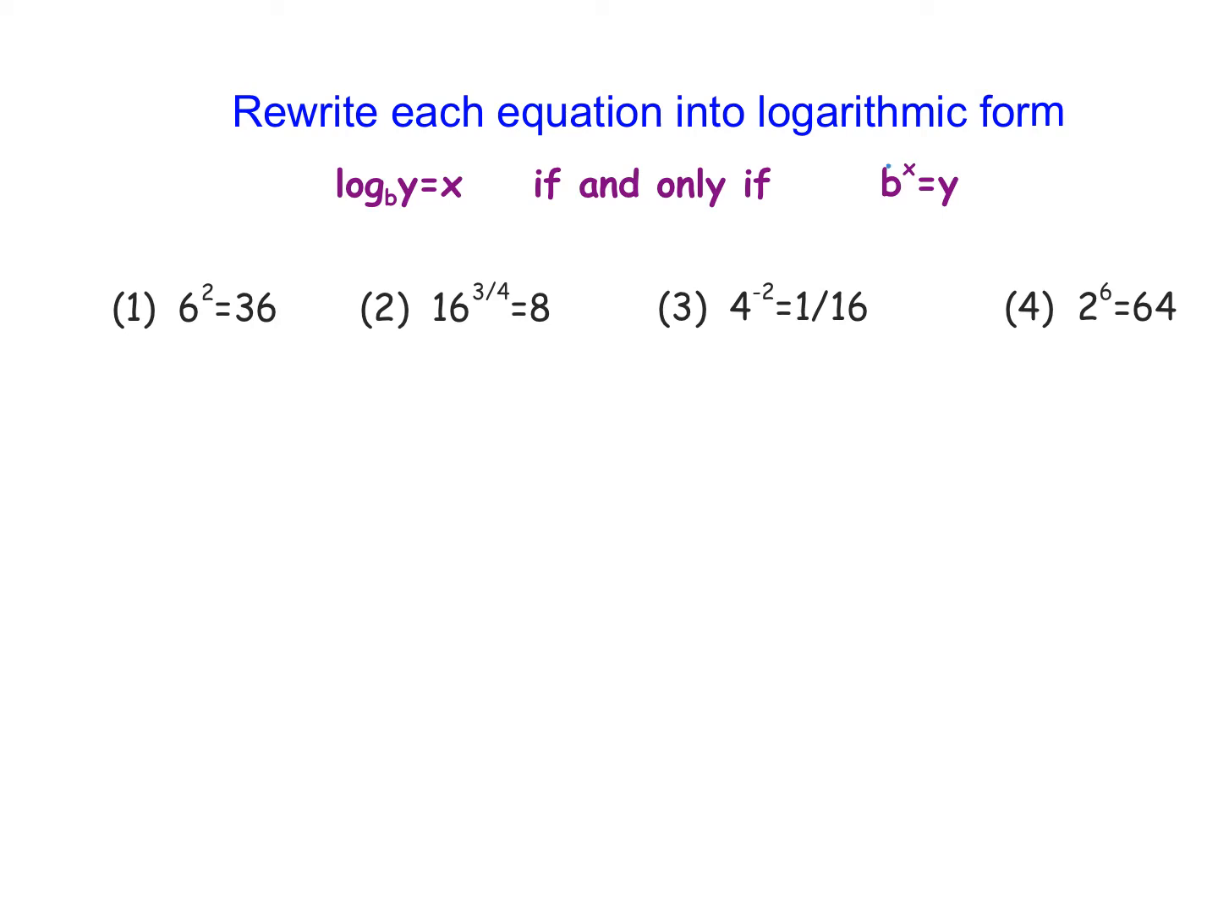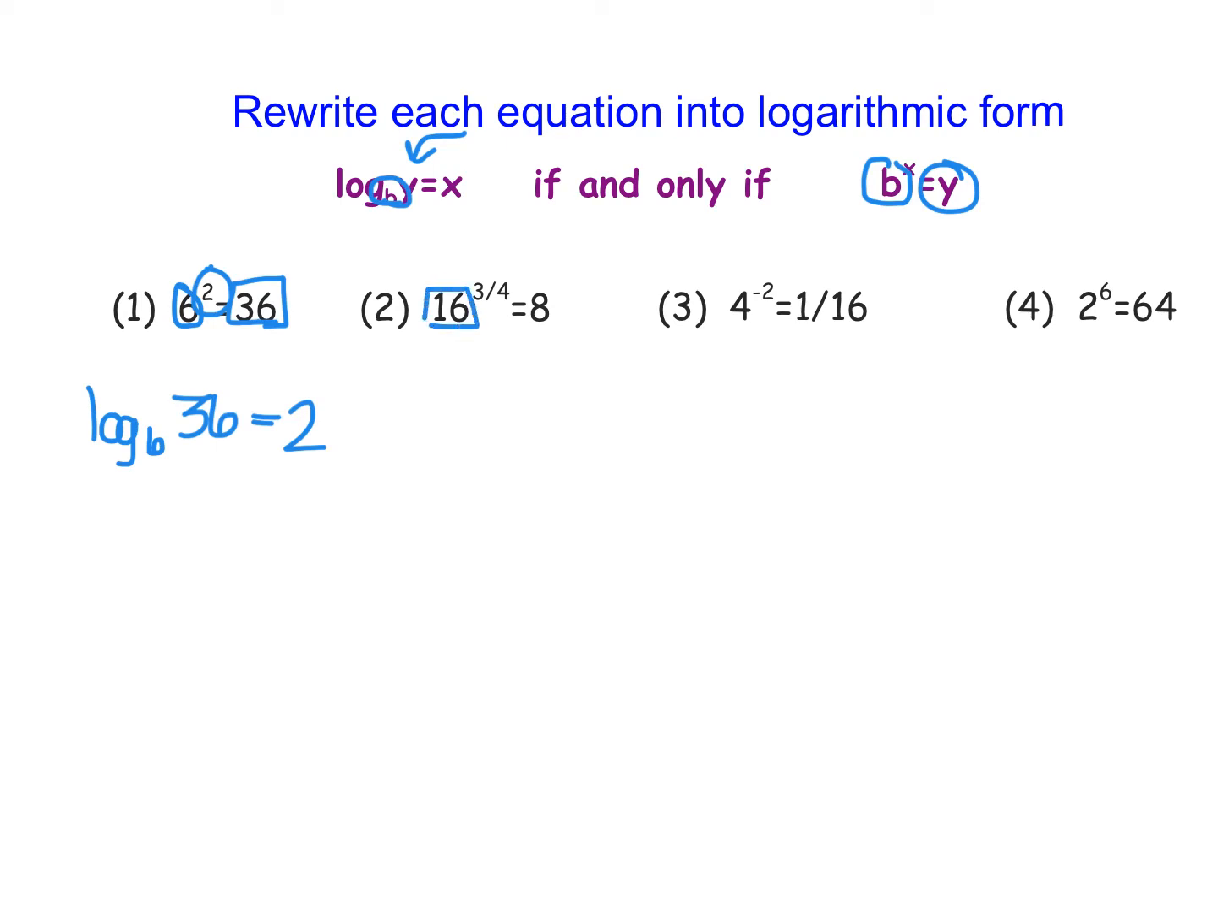So here we can see we have the base of our exponent becomes the base of our log. So this would become a base of 6. We have log base 6. Then we take what our y value is equal to here, which is 36, and that goes inside of our log. So we have 36 is equal to 2, the x value in our exponent. We then repeat this process on the next one.